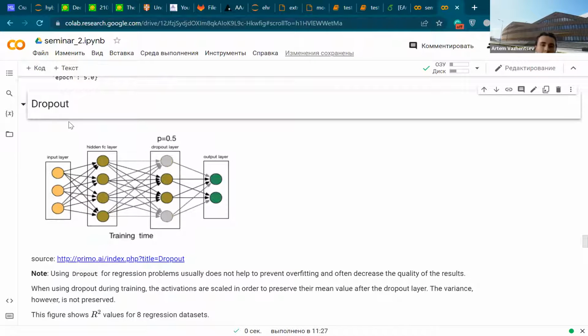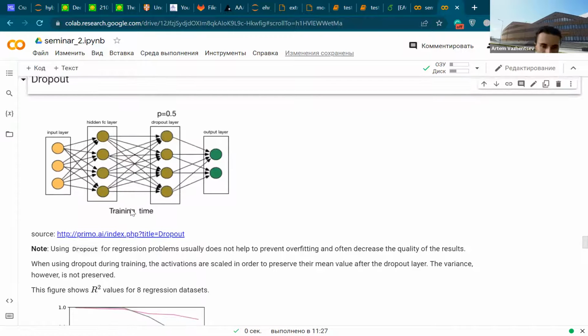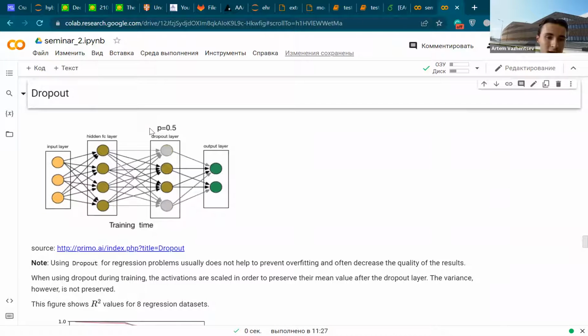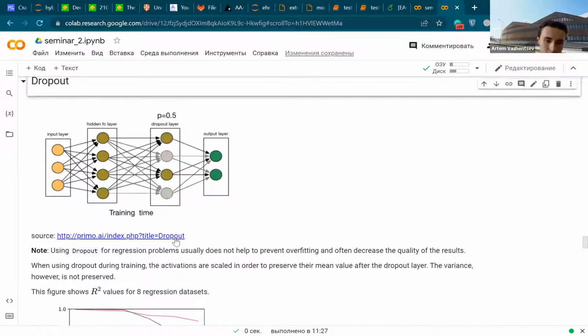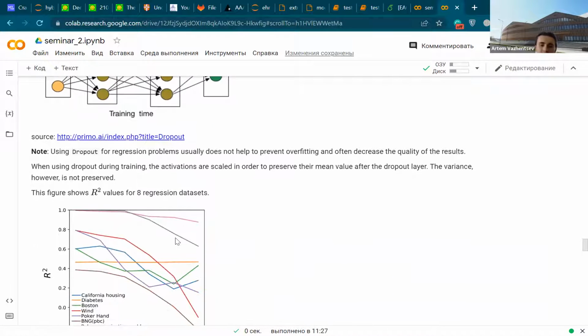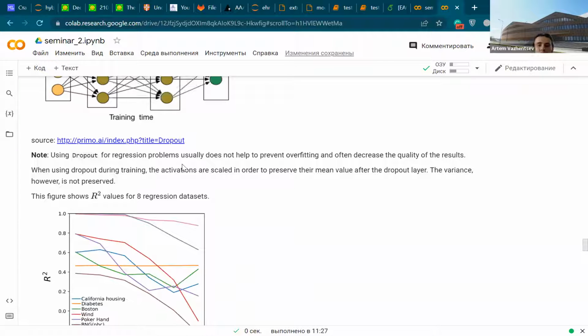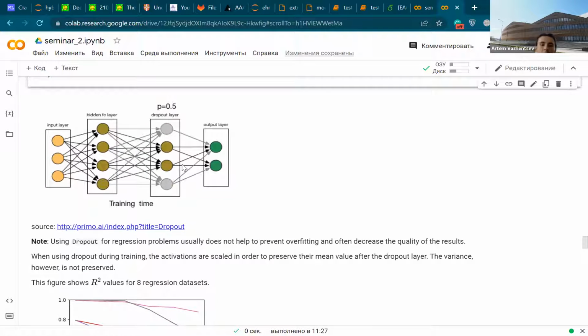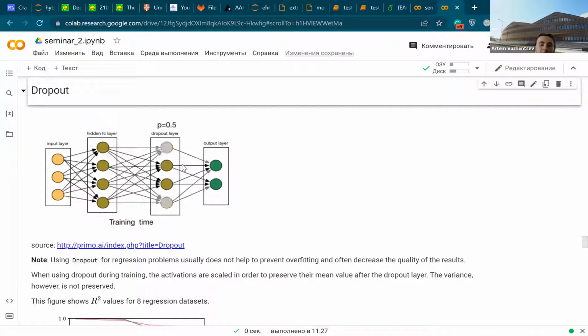Okay, let's move to the dropout layer. I think it's quite a simple layer, because here we just turn off some neurons of our model with some probability. We generate a mask with only ones and zeros from the Bernoulli distribution with this probability, and we just turn off some neurons in the layer. It's important to remember that dropout is needed to prevent overfitting, and may be always useful for classification tasks.